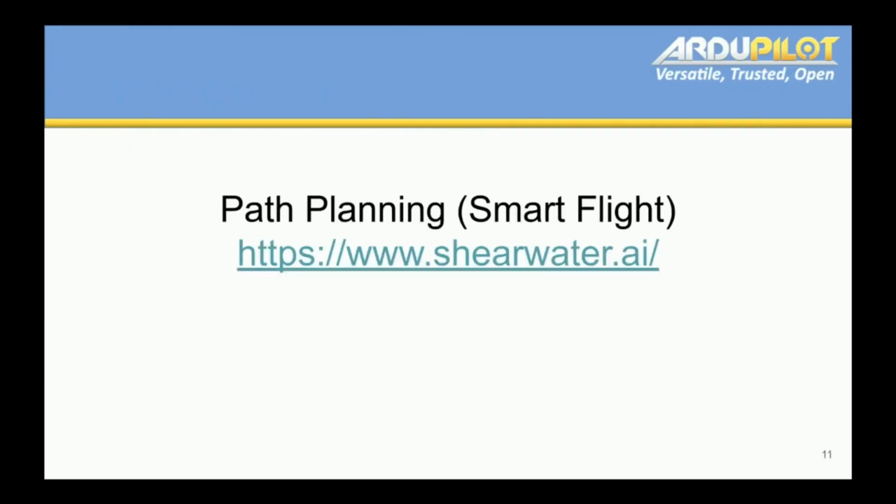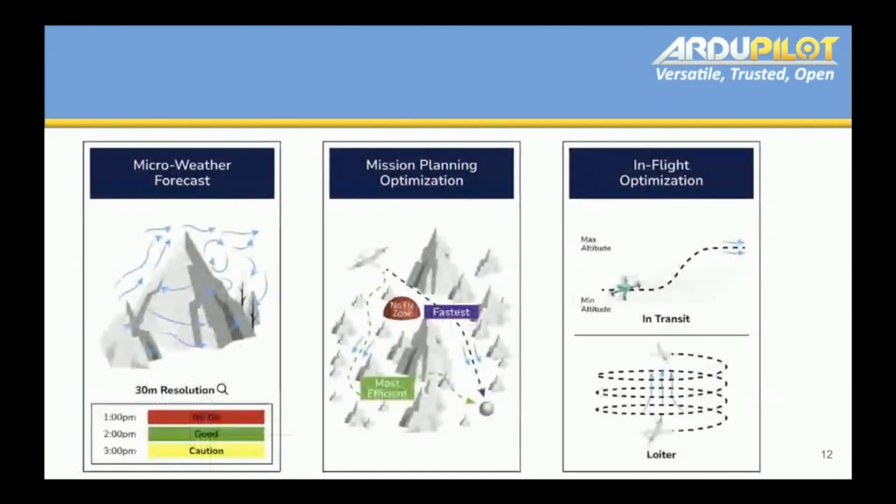So the first path planner that I integrated was from Shearwater.ai. They make an AI path planner called Smart Flight. Here's sort of from their product page. It uses micro weather forecasting and forecast data. It can optimize based on all these kinds of constraints. And they also support in-flight optimizations that I haven't implemented. So I'm purely doing the front planning side.